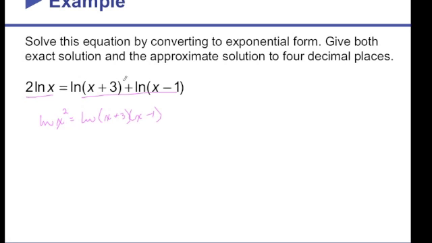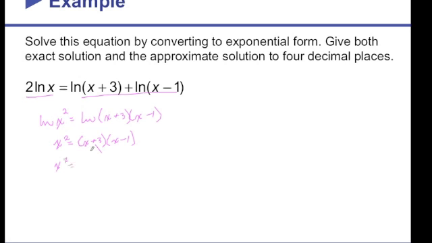Since these are added, it means the terms are multiplied. I remember that rule that said if the numbers are equal, then the logs are equal. So if these logs are equal, the other way works. That means x squared equals x plus 3 times x minus 1.